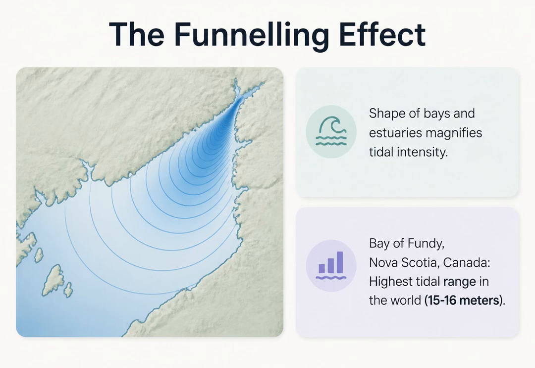The shape of the coastline plays a massive role in tidal magnitude through something called the funneling effect. When a massive volume of ocean water is forced into a bay or estuary that narrows as it goes inland, that water is squeezed. Because it cannot spread out horizontally, it is forced upward, drastically magnifying the intensity and height of the tide. The most famous example of this is the Bay of Fundy in Nova Scotia, Canada. Its unique funnel shape creates the highest tidal range in the world, with water levels fluctuating by an astonishing 15 to 16 meters between high and low tide.